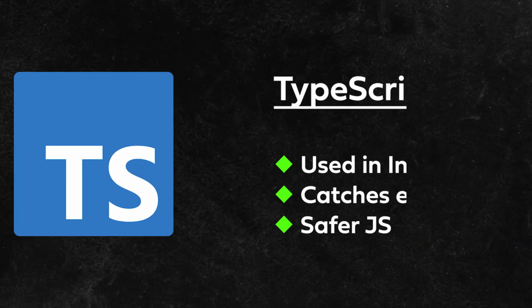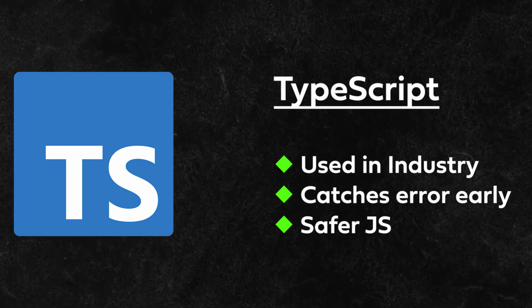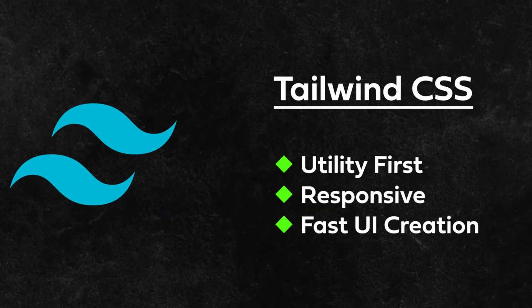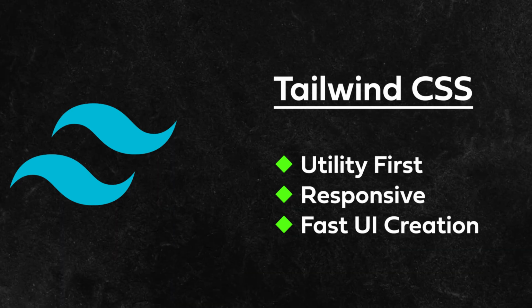TypeScript, it's useful for less buggy code and is used in most industries. Tailwind, a more efficient way to write CSS used in the industry a lot. Focus on building websites using all of the aforementioned and deploying it yourself. Just one website is enough to get general competency in this area.